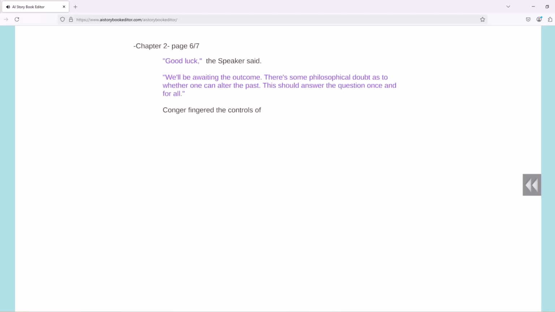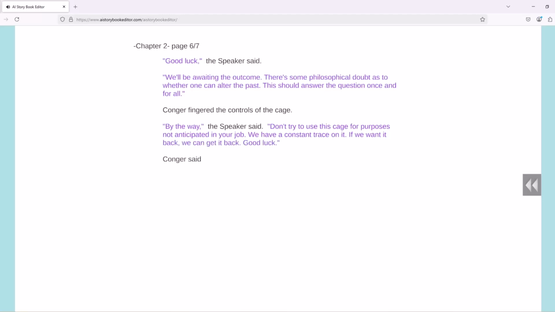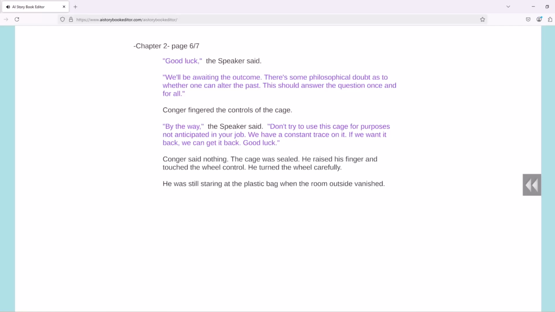Conger fingered the controls of the cage. "By the way," the speaker said, "don't try to use this cage for purposes not anticipated in your job. We have a constant trace on it. If we want it back, we can get it back. Good luck." Conger said nothing. The cage was sealed. He raised his finger and touched the wheel control. He turned the wheel carefully. He was still staring at the plastic bag when the room outside vanished. For a long time, there was nothing at all, nothing beyond the crystal mesh of the cage. Thoughts rushed through Conger's mind.